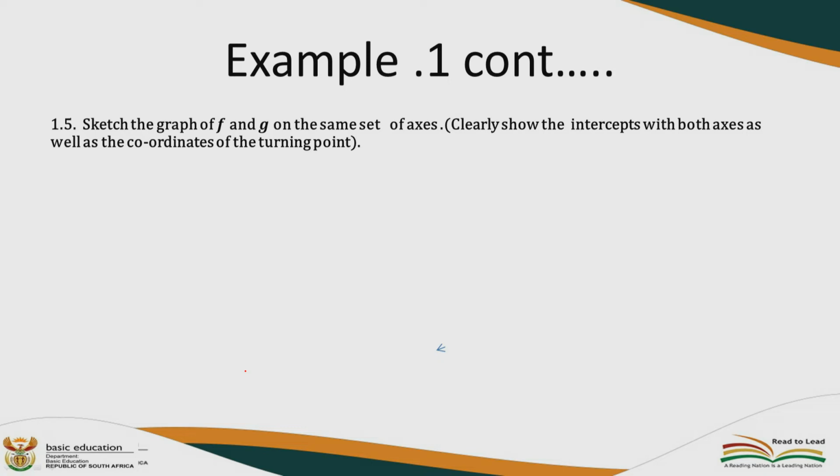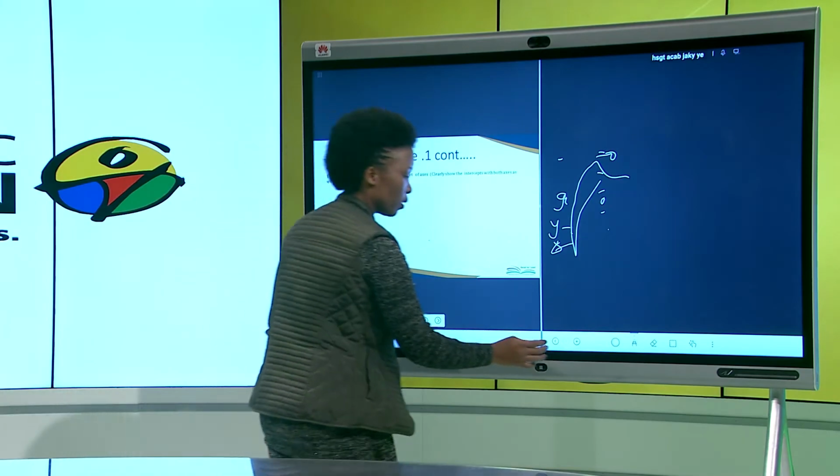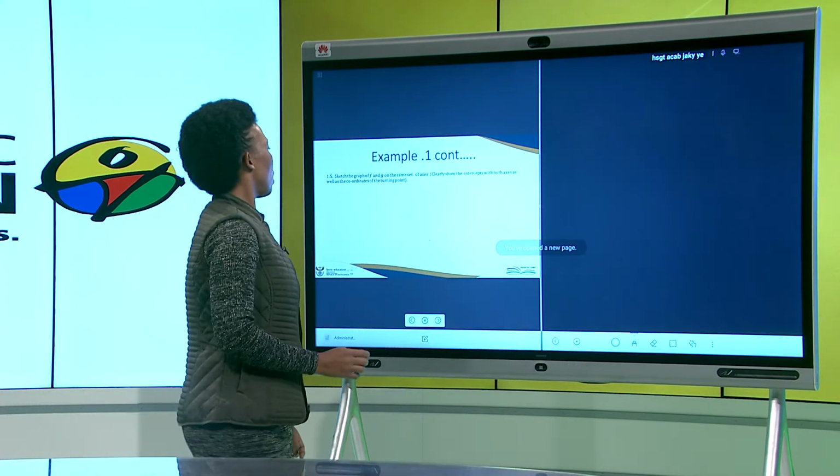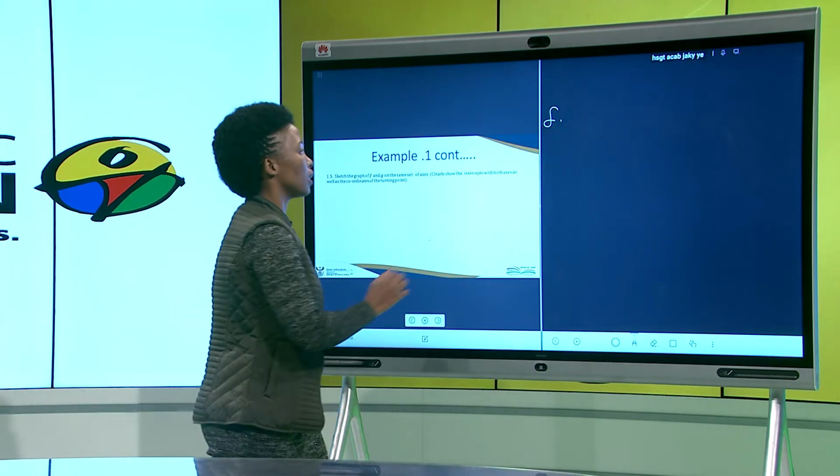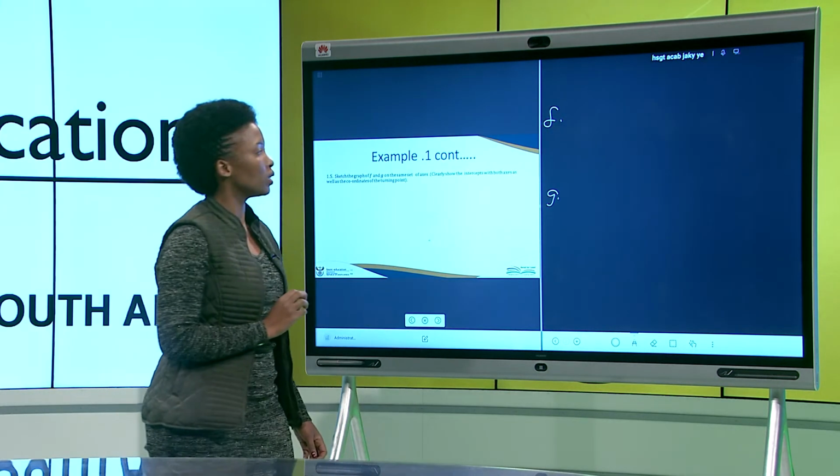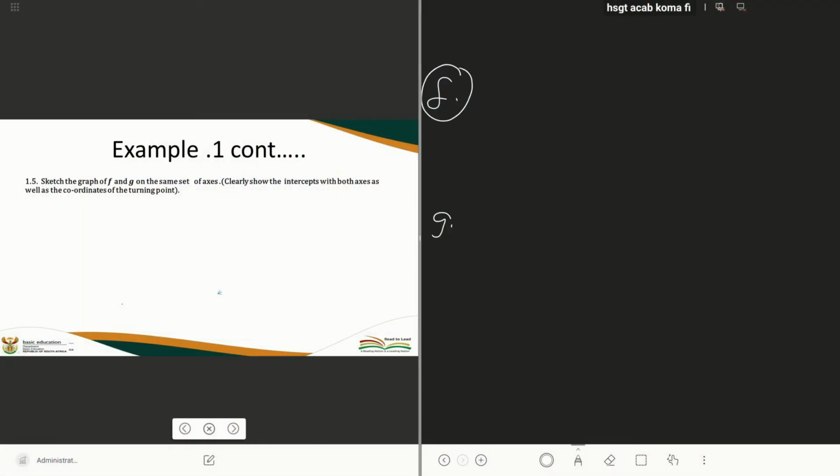Now, we are required to sketch the graph of f and g on the same set of axes, and clearly show the intercepts with both axes as well as the coordinates of the turning point. Let's recap: f is our parabola function and g is our straight line function. For f at x we have already determined the x-intercept by letting y be equal to 0, and the y-intercept by letting x be equal to 0.